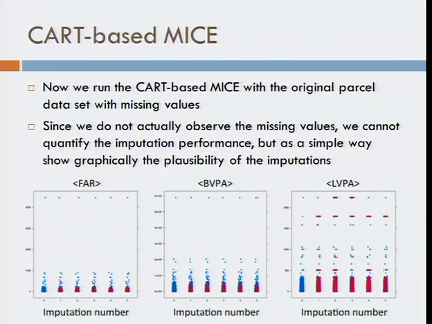Since we do not actually observe the missing values, we cannot quantify the imputation performance. As a simple way, we show a graph of the plausibility of the imputation. Red dots are imputed values. Blue dots are observed values. The first panel is about FAR imputation. The second panel is about building value per building area imputation. The third panel is about land value per parcel area imputation.